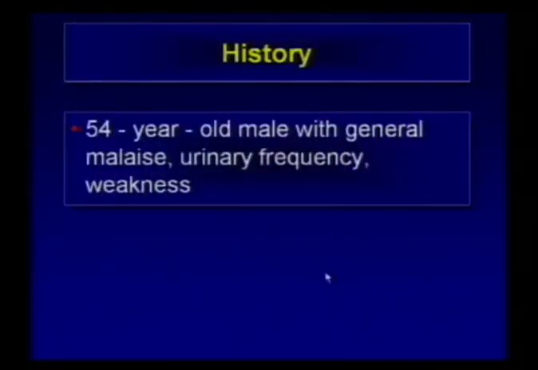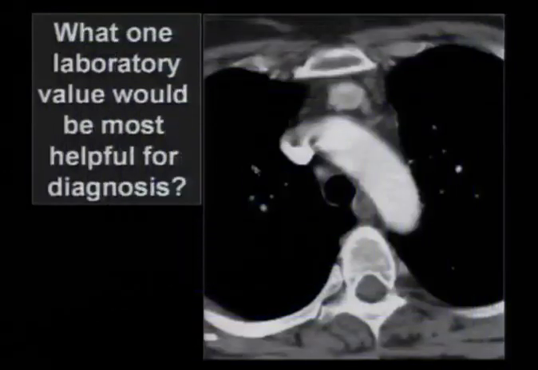A 54-year-old male with general malaise, urinary frequency, and weakness. This is the first unknown case, and that's a very leading history for this particular diagnosis. What laboratory tests would be most helpful?